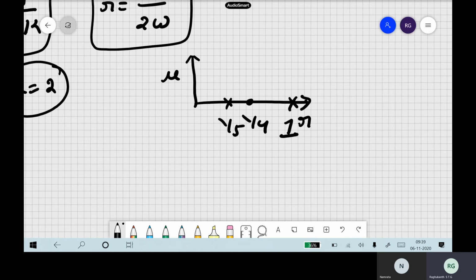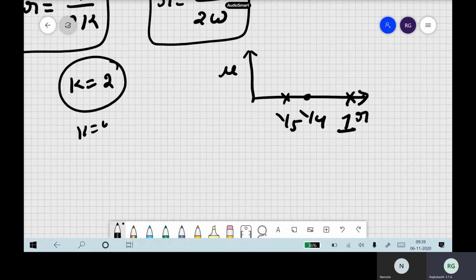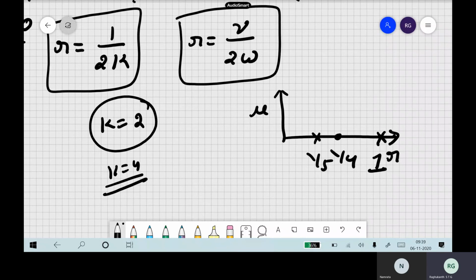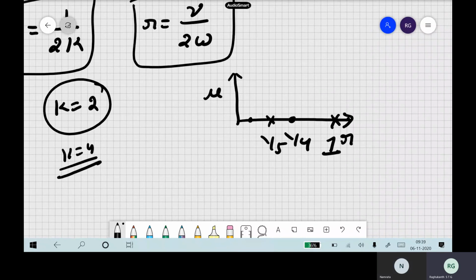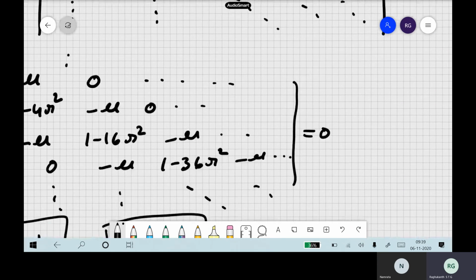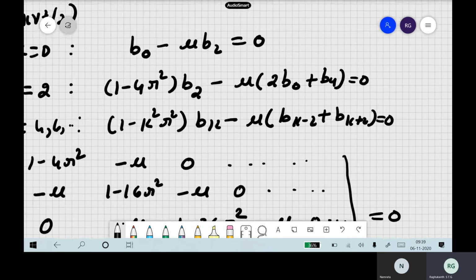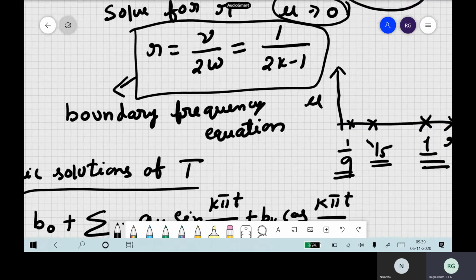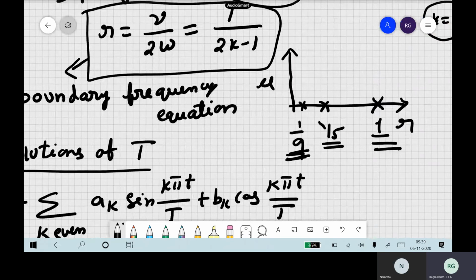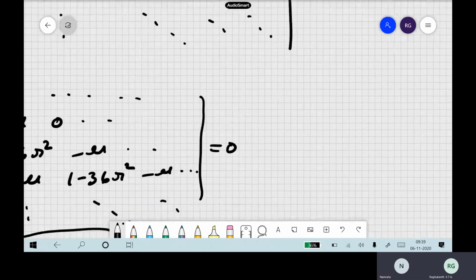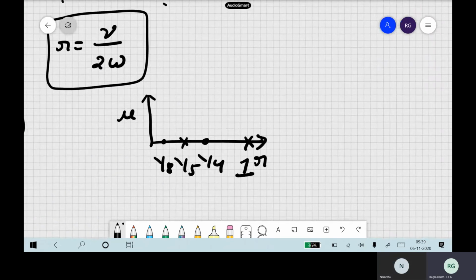Now when k is equal to 4, what happens? 1 by 8 will come. But what will be the next root? 1 by 10? No, but before 1 by 10 an odd term will come. If you see the odd ones, 1 by 9 is one root, so 1 by 9 can come.